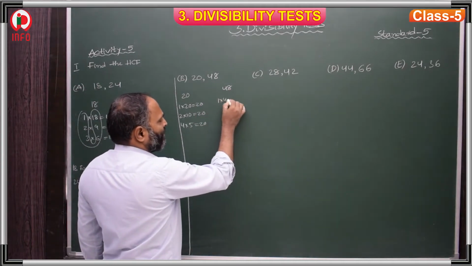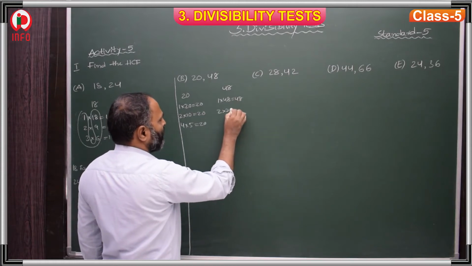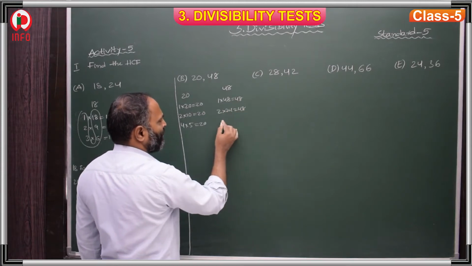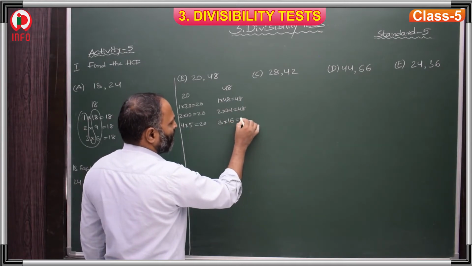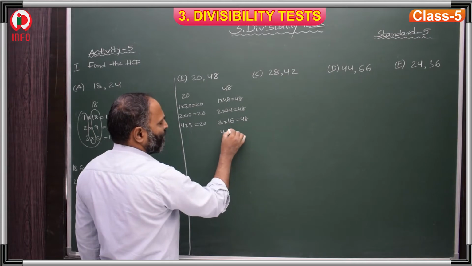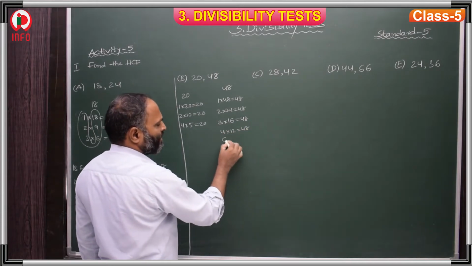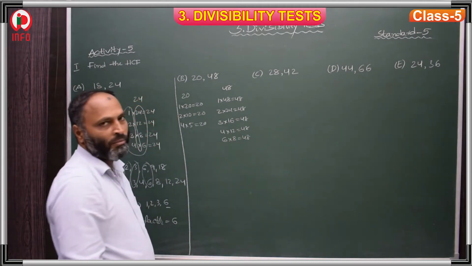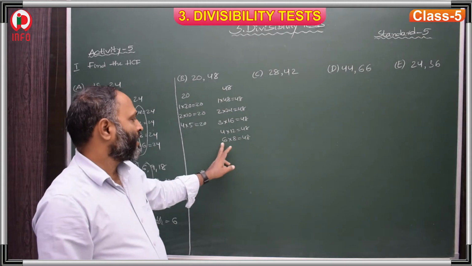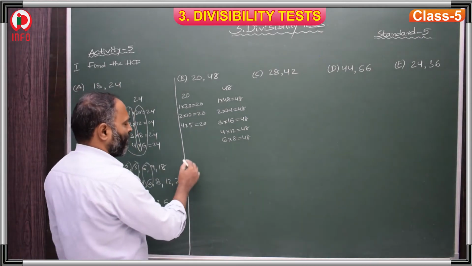1 48 is 48. 2 24s are 48. 3 16s are 48. 4 12s are 48. 5 won't come. 6 8s are 48. 7 won't come. 8 will come. 8 6s is again a repeat. Don't take this. Now the 20 factors.